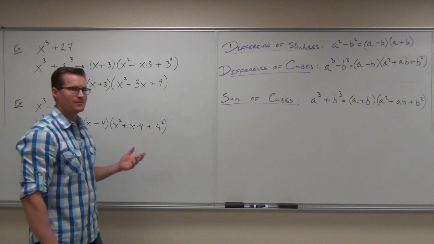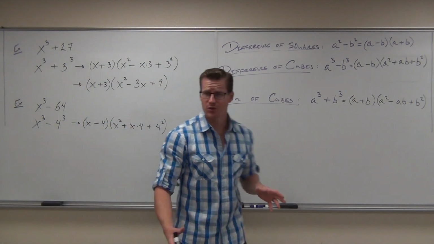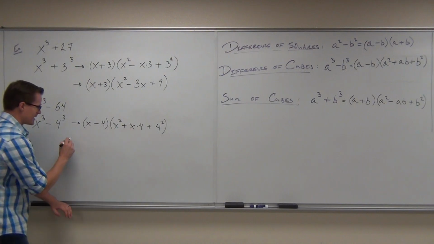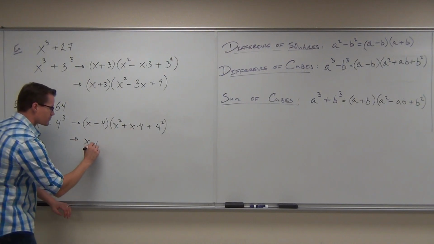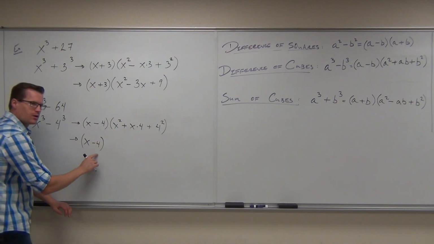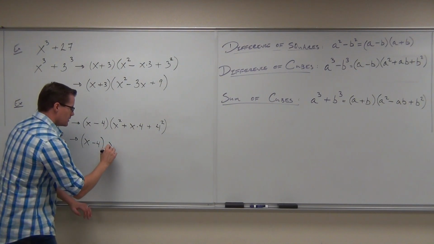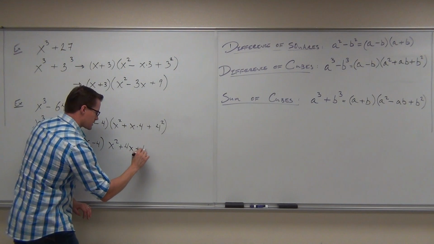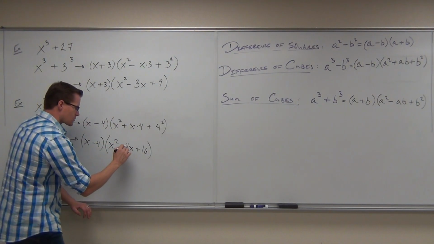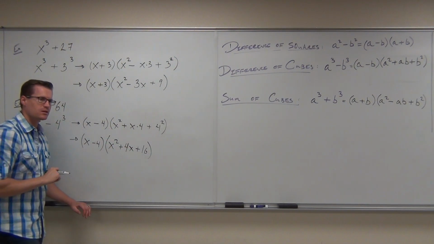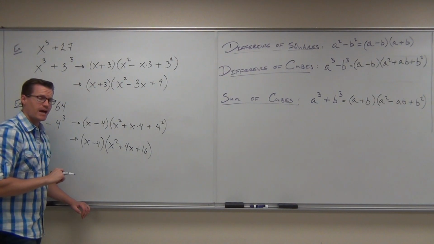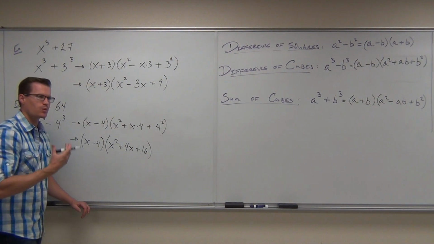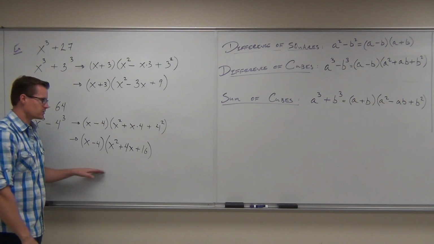That's the idea. There's only one more little thing we've got to do. What do we got to do? Clean it up. Yeah, make it look nicer, because this looks nasty. So we want x minus 4. Can I factor x minus 4? No. Okay. X squared plus 4x plus 16. Can I factor x squared plus 4x plus 16? Can you think of two numbers that add to 4 and multiply to 16? No, neither. We're done. That's completely factored.